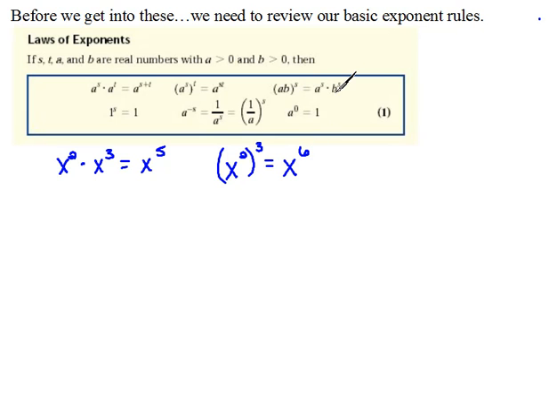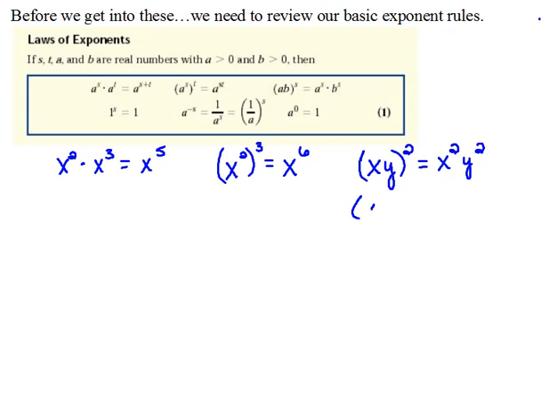This last one here on top says ab to the s power equals a to the s times b to the s. So, for example, that would be like saying x squared, or I'm sorry, xy squared would equal x squared y squared. This is a product raised to a power.